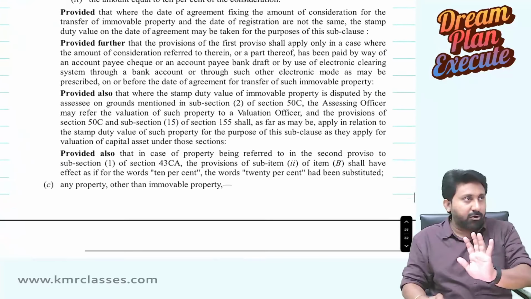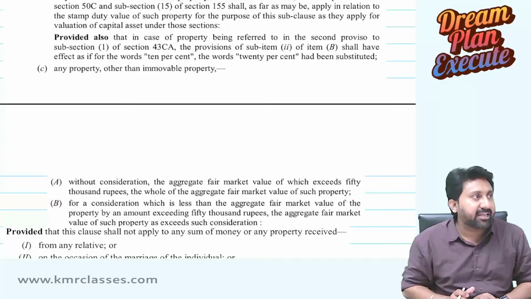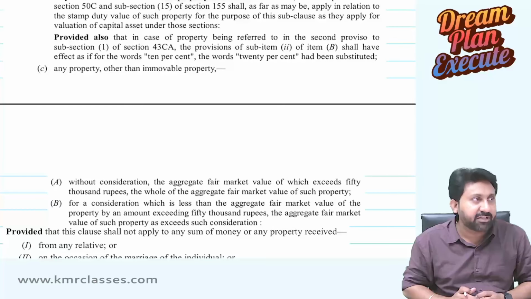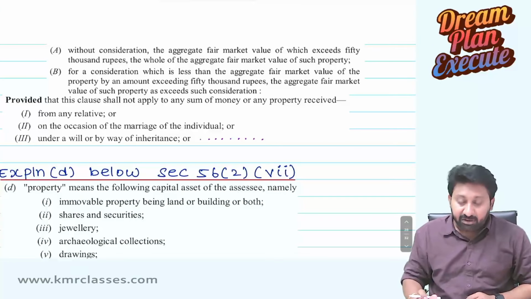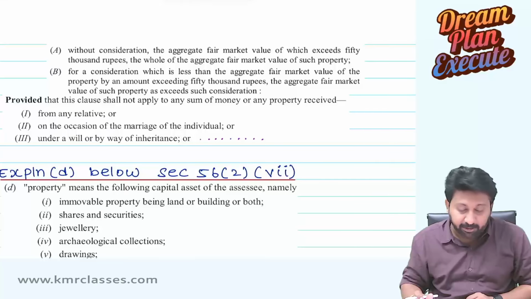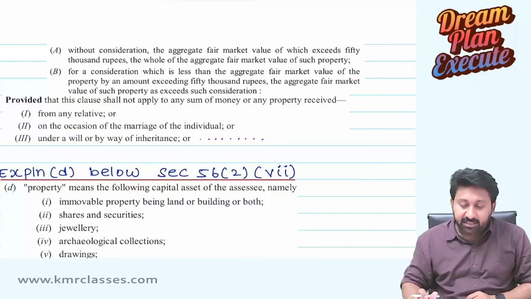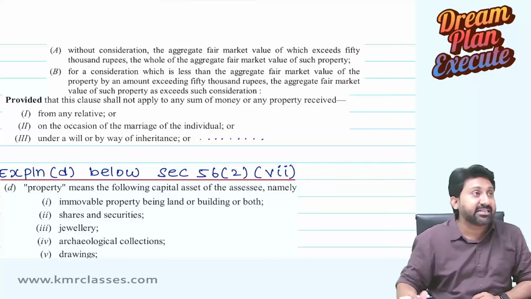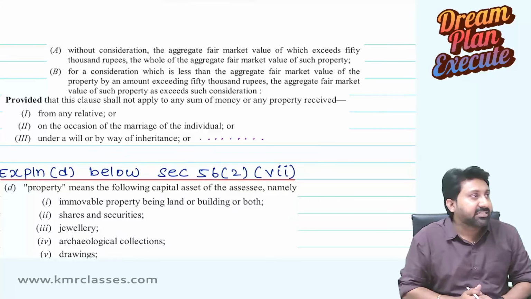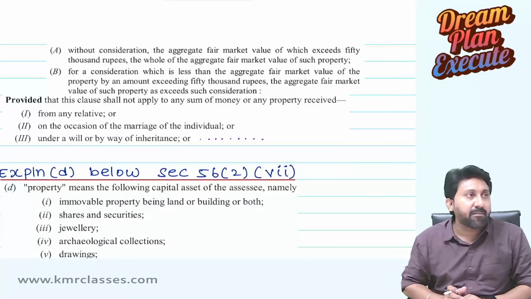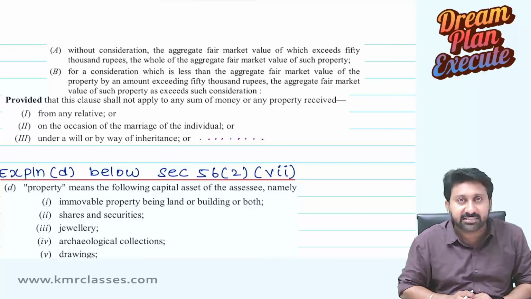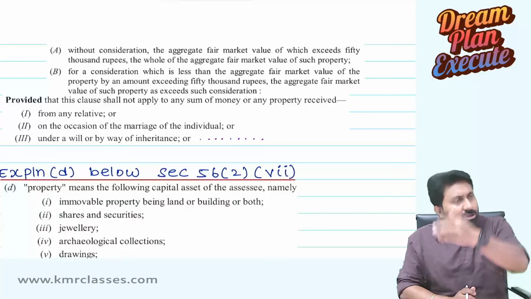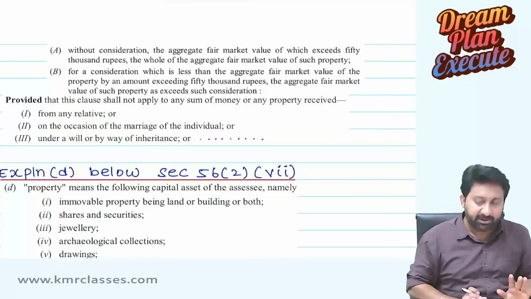Provisos you leave. We are not going to discuss now. See, any property other than immovable property without a consideration, the aggregate fair market value of which exceeds 50,000 rupees, the whole of the aggregate fair market value of such property. For a consideration which is less than the aggregate fair market value of the property by an amount exceeding 50,000 rupees, the aggregate fair market value of such property as exceeds such consideration, provided that this clause shall not apply to any sum of money or a property received from a relative, on the occasion of marriage of the individual, or under any will or by way of inheritance, etc. Dotted line I have given. So many are there. Examples, 3 things I have given.